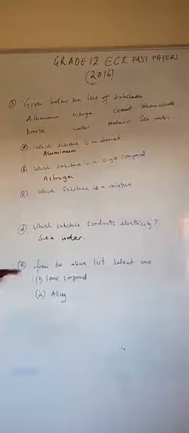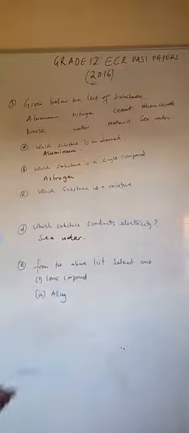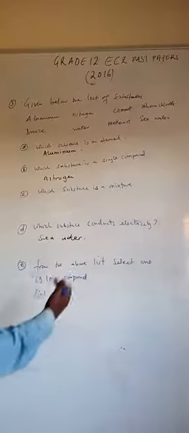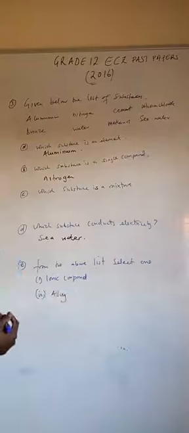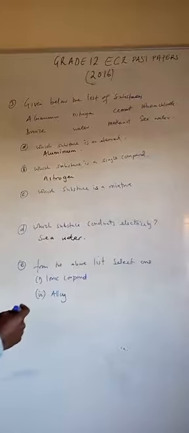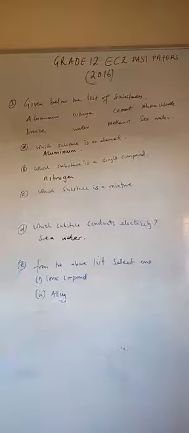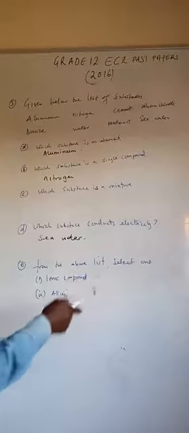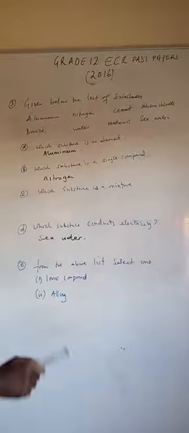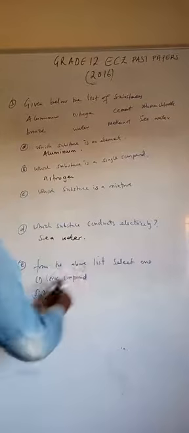So let's go on to E. From the list, select an ionic compound. You need to know, because ionic compound is coming from a topic called bonding. Bonding simply means when two or more elements are chemically combined. There are two types of bonding: ionic bonding and covalent bonding. There's also metallic bonding, but it's for those doing pure sciences. Those doing ordinary sciences will just stick to ionic bonding and covalent bonding. So here it's written ionic bonding. Which of these from the list above is an ionic bond?